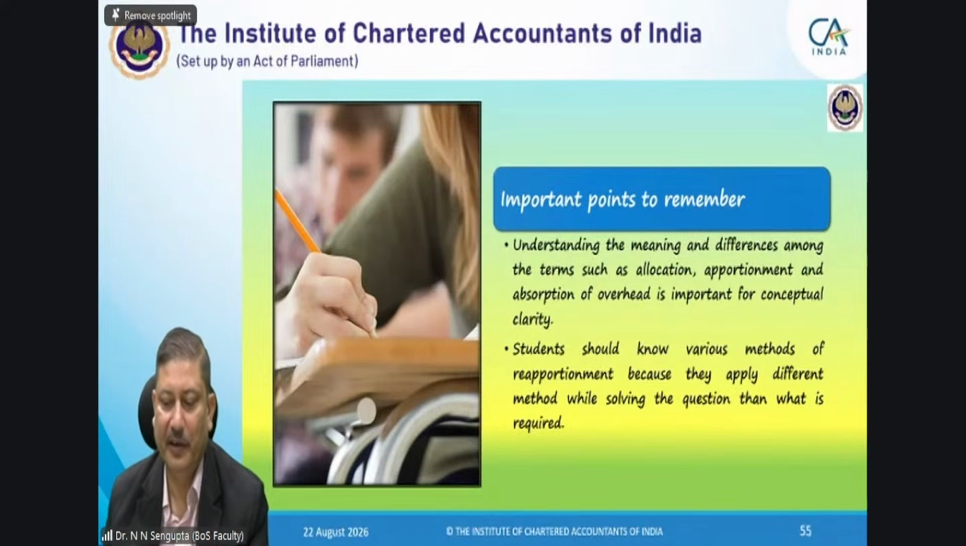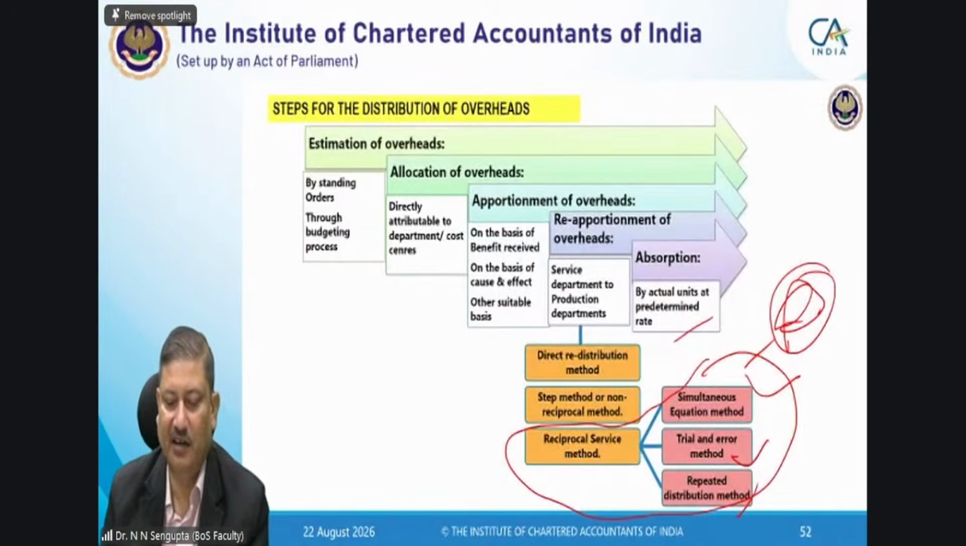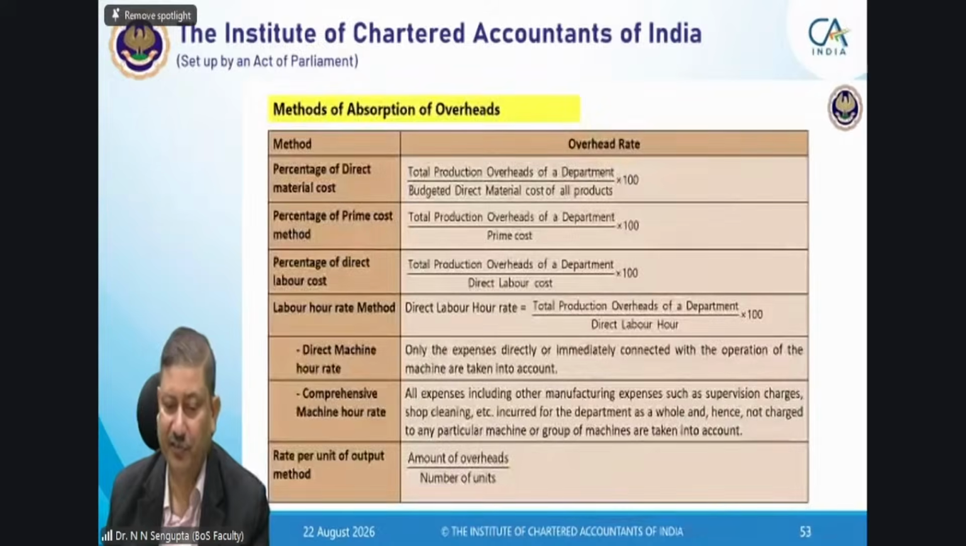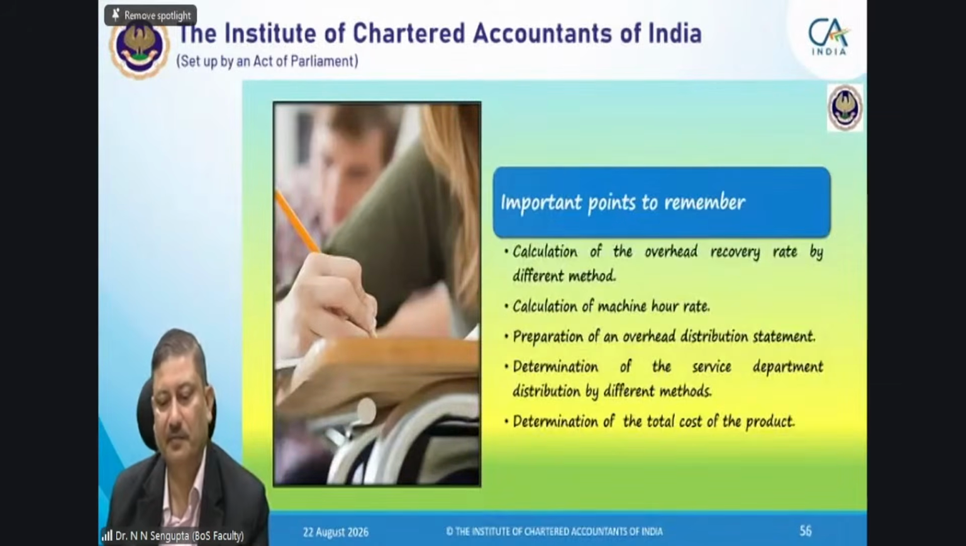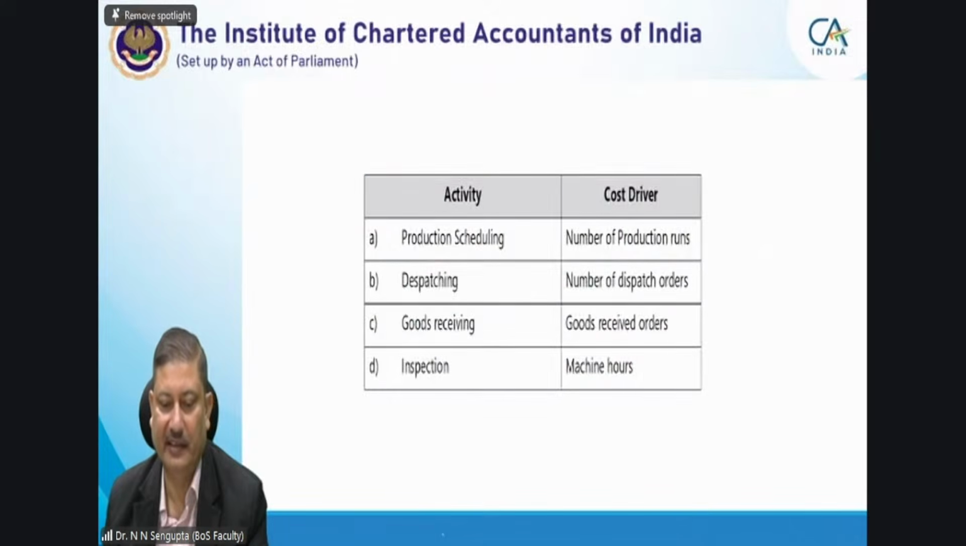So the meaning of allocation, apportionment, absorption should be very clear to you. And you must know various methods of reapportionment. As I told you, these three are the most important ones. Generally we see activity based costing, which is based on the driver, and the main thing is what the improvements are, what additional advantages we get while applying activity based costing.